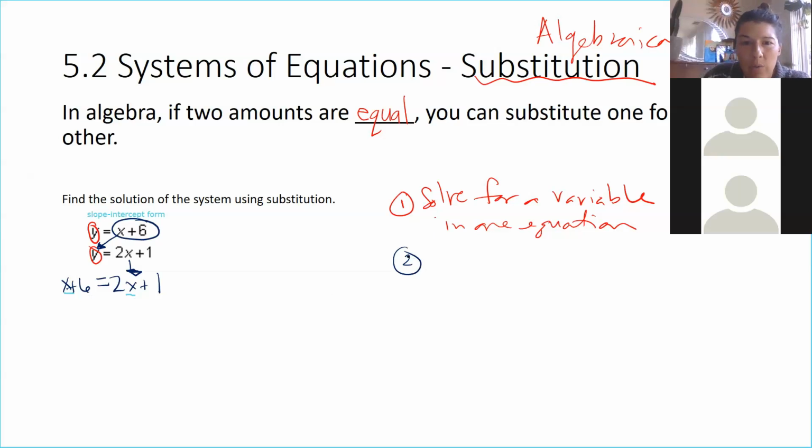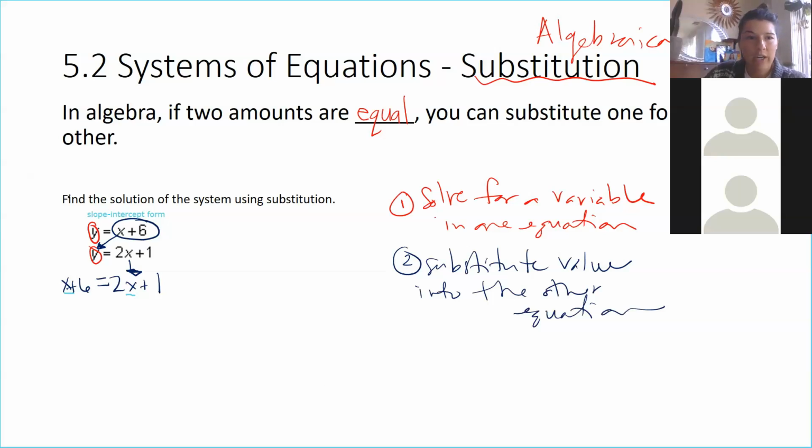All right, so let's put into words what we just did. So we can substitute value into the other equation.